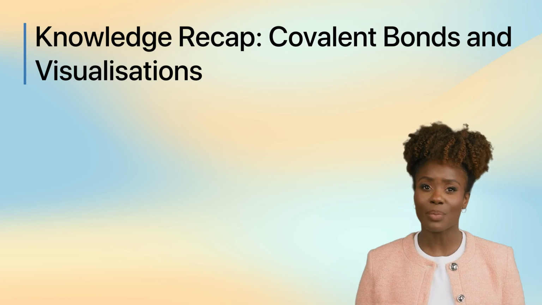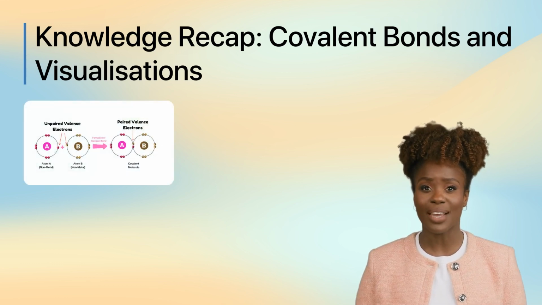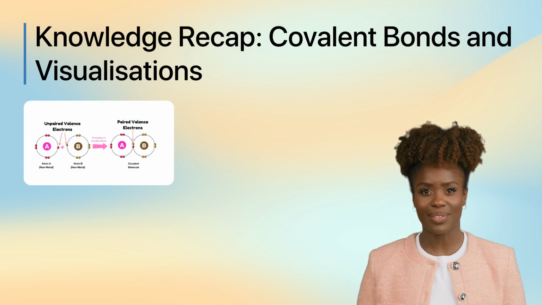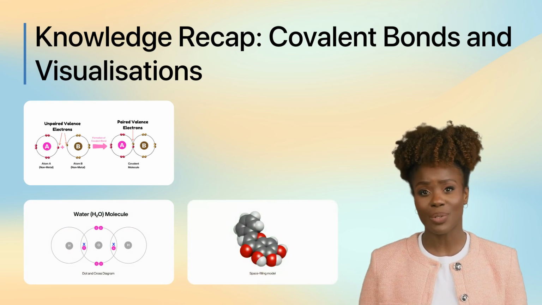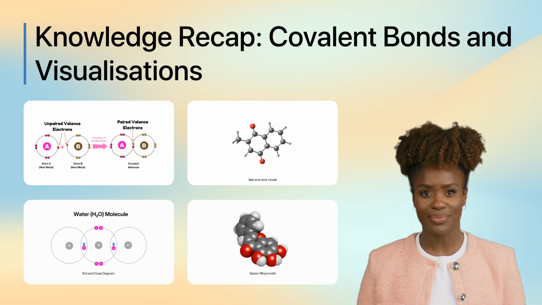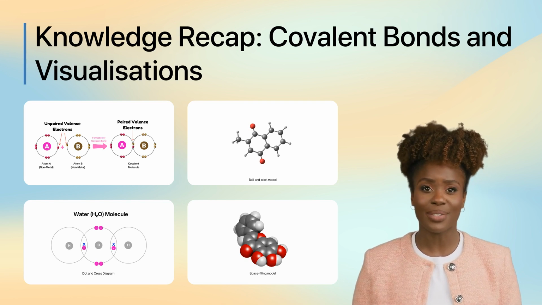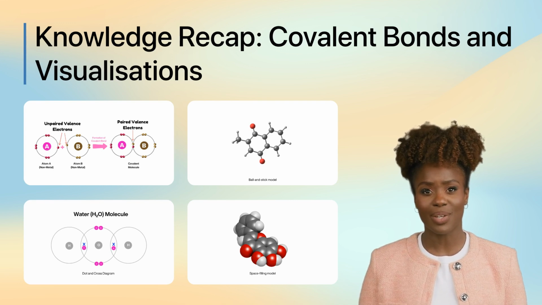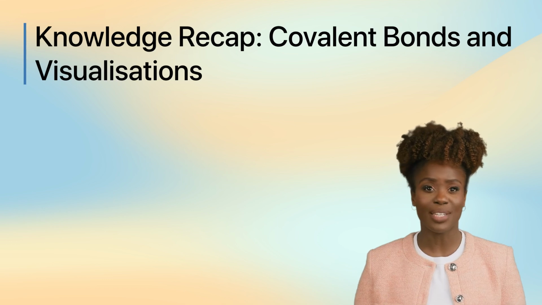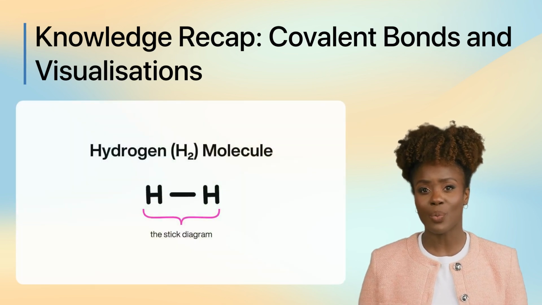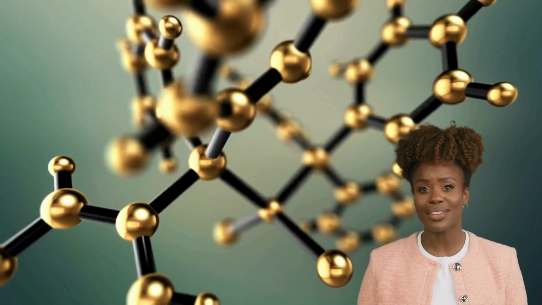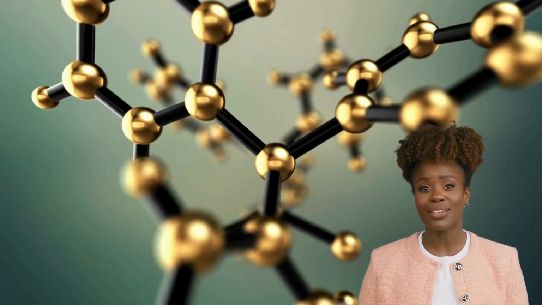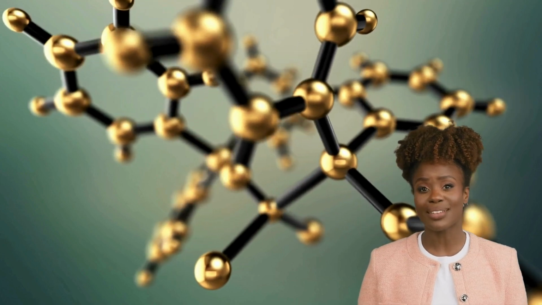So far, we've covered the basics of covalent bonds and how atoms share electrons to achieve stability. You have also come across different visualizations in the context of ionic substances, such as dot and cross diagrams, space-filling models, and ball and stick models. Building on this foundation, in this lesson, we will focus on visualizing covalent bonds. We will learn how to represent covalent bonds using similar methods, as well as a new method called the stick diagram. These visualizations will help us better understand the arrangement of electrons in molecules, visualize the structure of molecules, and predict their properties and behavior.